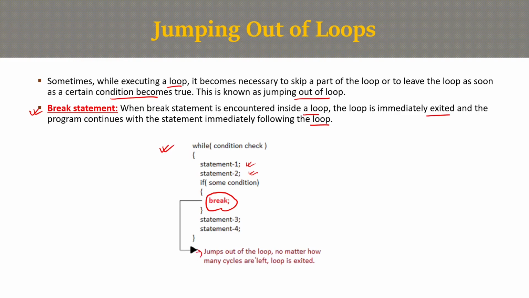Okay, so it jumps out of the loop no matter how many cycles are left. Writing this break statement will force the compiler to come out of this loop and start executing the program from the line immediately after this while loop has ended.